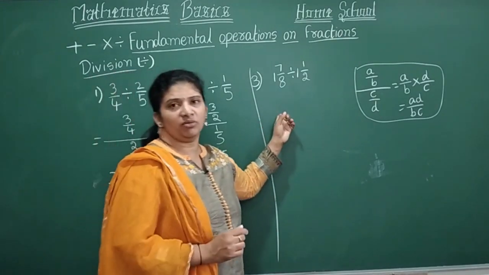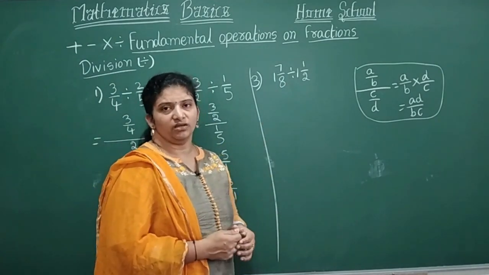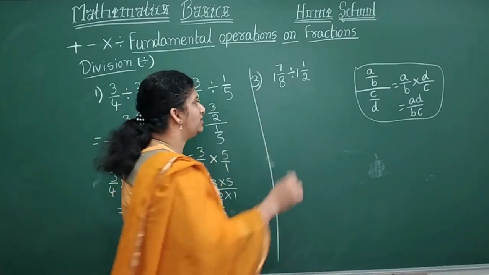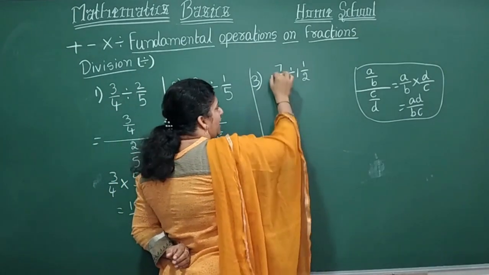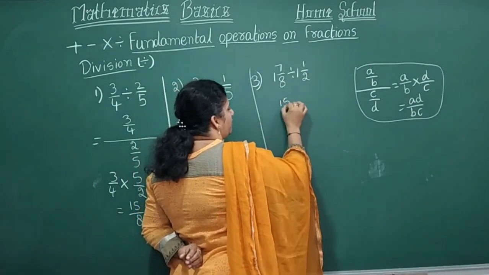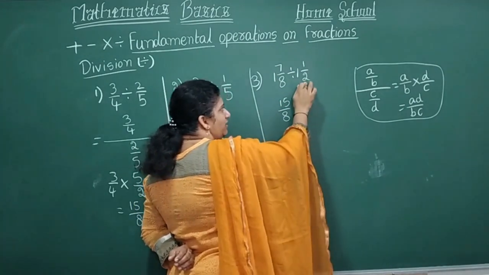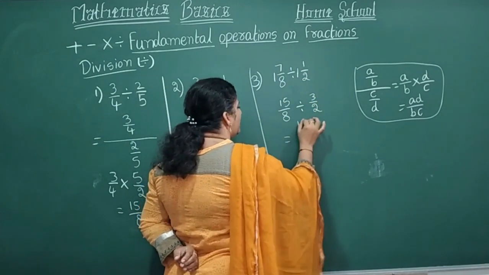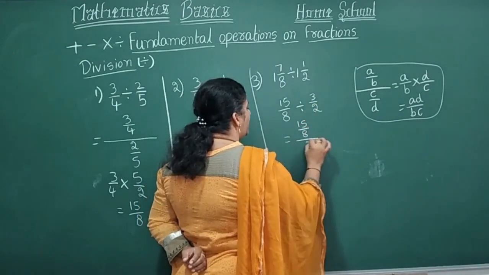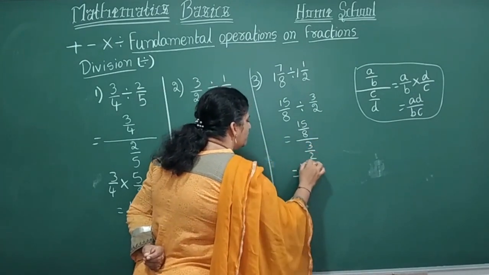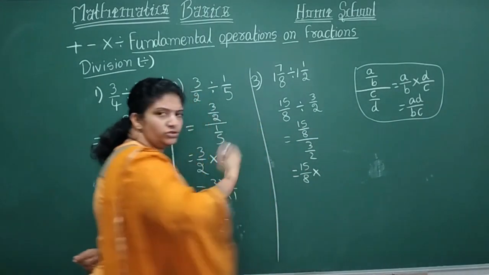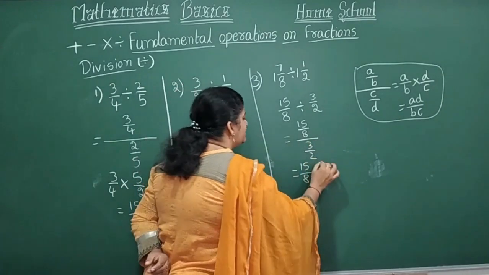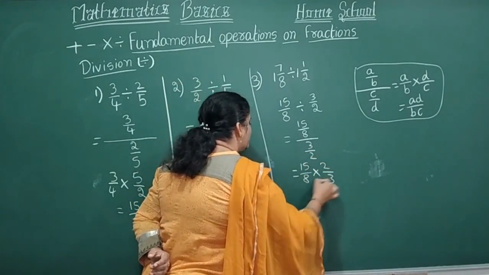So shift to the third problem here. It is a mixed fraction. A mixed fraction is a combination of an integer and a proper fraction. So now 8 ones are 8, 8 plus 7 will be 15 by 8, divided by 2 ones are 2 plus 1 will be 3 by 2. How do you write this, children? 15 by 8 whole divided by 3 by 2. 15 by 8 into, do the reverse order, multiply, bring to the numerator. So do this reverse, that is 3 by 2 will become 2 by 3.